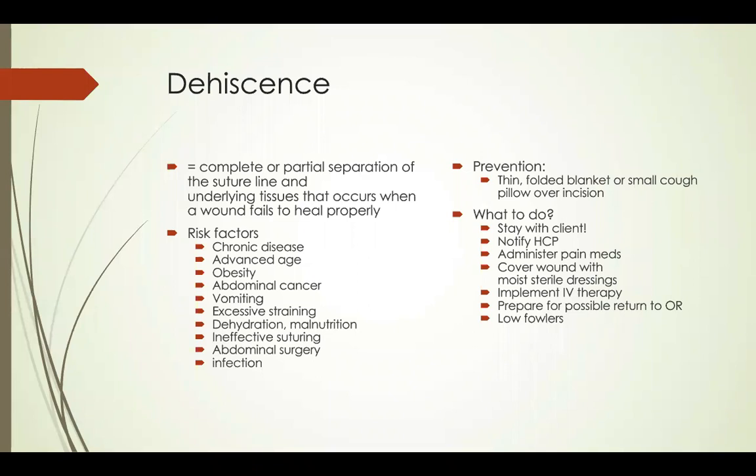To prevent dehiscence, the opening of the incision, you can use like a cough pillow or a folded blanket when there's going to be pressure placed on that incision. So you use it to counter the pressure. If it happens, stay with the patient, notify the doctor, give any meds as needed. Cover the wound with moist, sterile dressing, sterile saline dressing. Start an IV, and they might need to go back to the OR to get it closed up. Put them in low Fowlers because that position prevents putting extra strain on that incision.